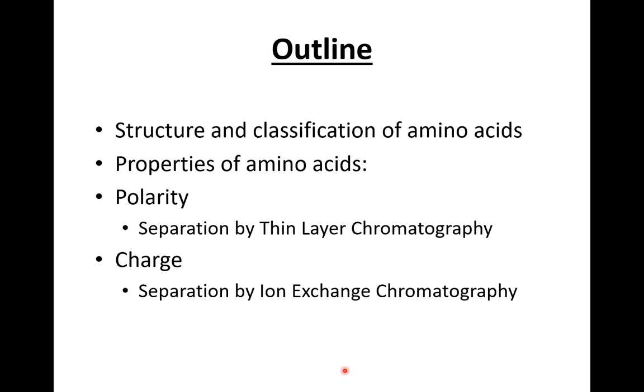First, we'll briefly talk about their polarity. We'll see how they are all polar but with different gradients of polarity, and how this property can be exploited to separate them by using a technique like thin layer chromatography. And then we'll move into the relationship between the pH and the charge of any amino acid, and how this can be used to separate them by using ion exchange chromatography.